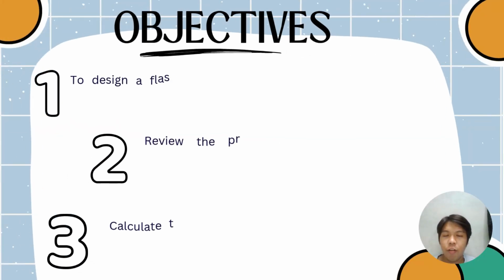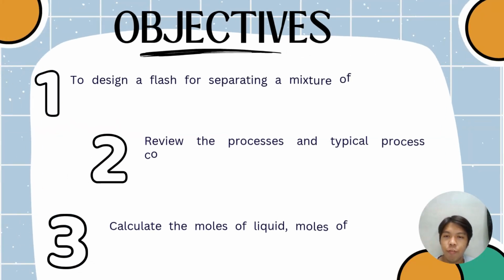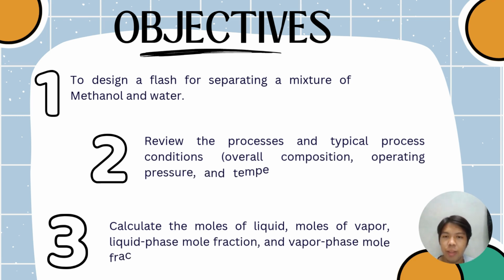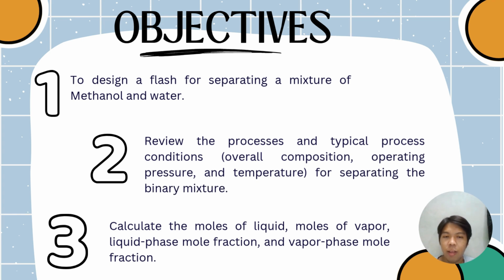So the objective of this project is first to design a flash separator for separating a mixture of methanol and water. Secondly, to review the process and typical process conditions such as overall composition, operating pressure and temperature for the separating of the binary mixture. And third, to calculate the moles of liquid, moles of vapor, liquid phase mole fraction, and vapor phase mole fraction.